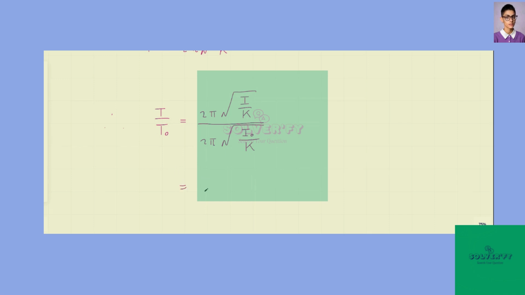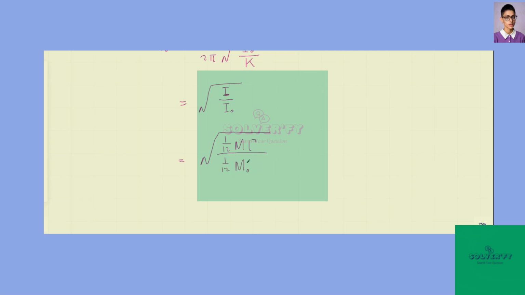And so this simply becomes the square root of I, the new moment of inertia, over the original moment of inertia, I naught. And so we can write this in terms of the rotational moment of inertia for a rod about its center, 1/12 m L squared, divided by the original moment of inertia, 1/12 m naught L naught squared.